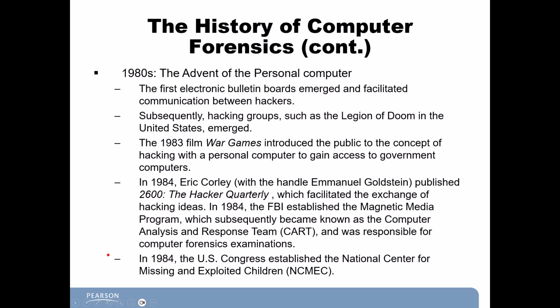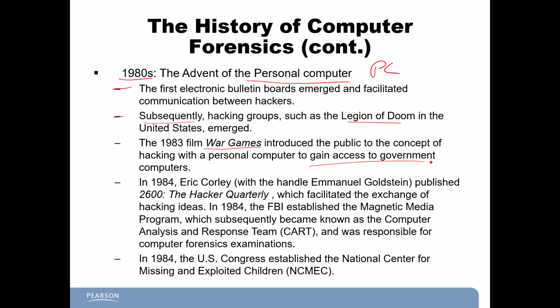Oh, it moved slides. In the 80s, we had the personal PC. We had our computers. There were electronic bulletin boards or blogs used for communication between hackers. After that, hacker groups such as Legion of Doom started emerging. In 83, we had the film WarGames produced. Basically, this introduced the public to the concept of hacking with personal computers to gain access to government computers. That was a big thing.